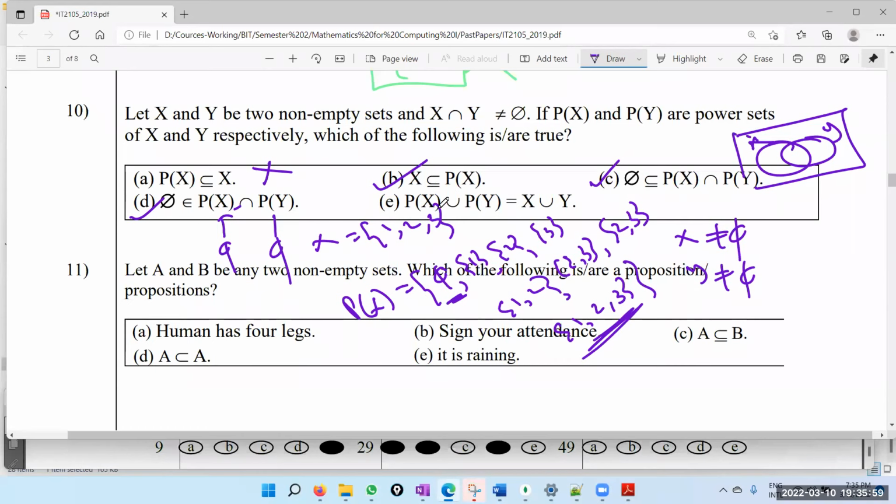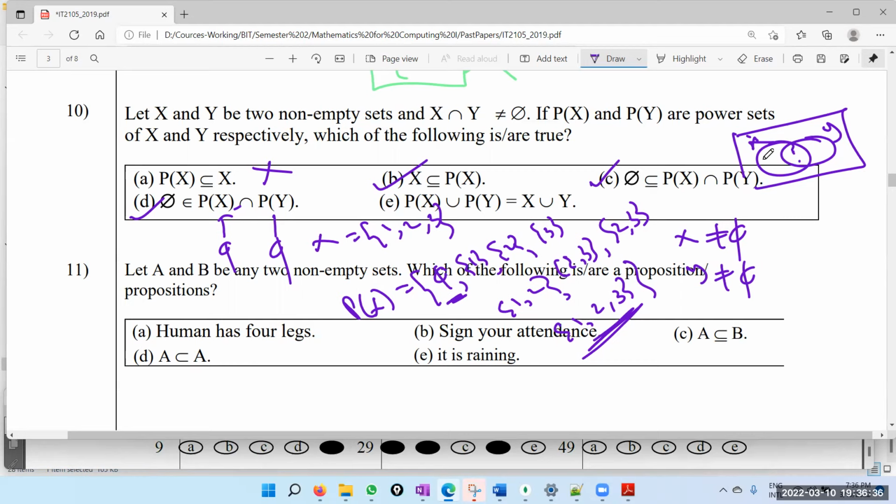So then, power set of x union power set of y equals x union y. Is that right? This is only x. Is x in the power set? Yes, x is there, and there are additional members besides x. And x and y are not equal to phi, which means they also have an intersection. So therefore, can we say that power set of x union power set of y is x union y?